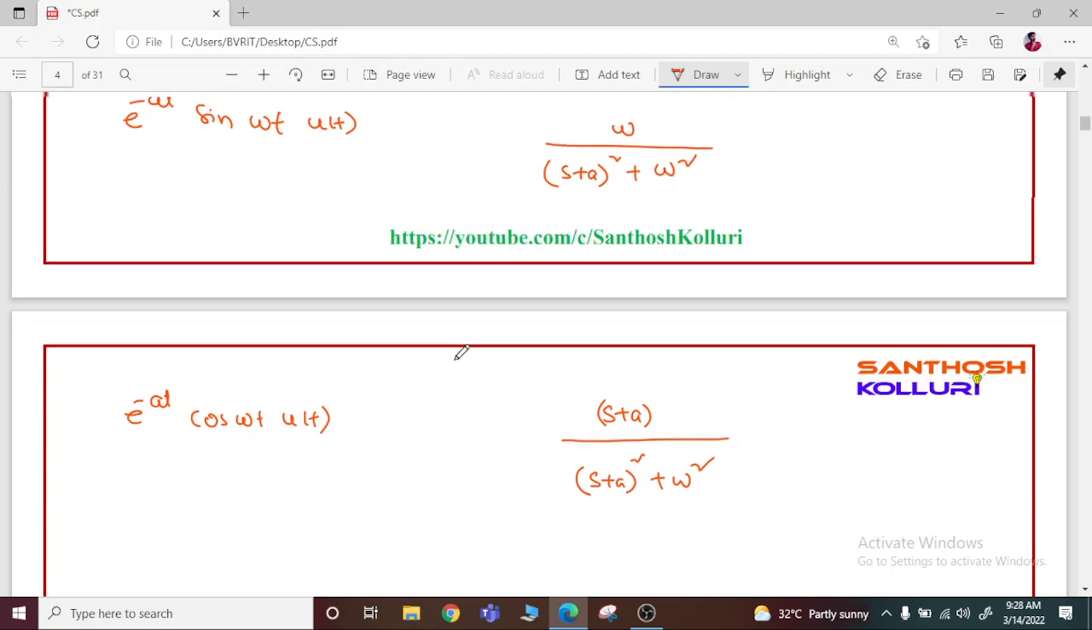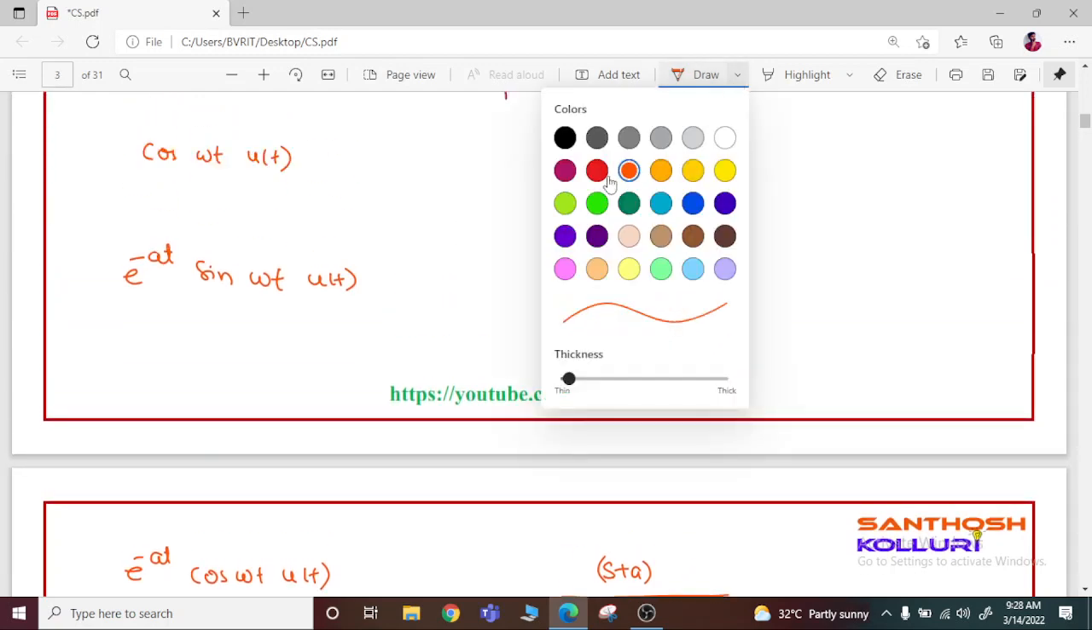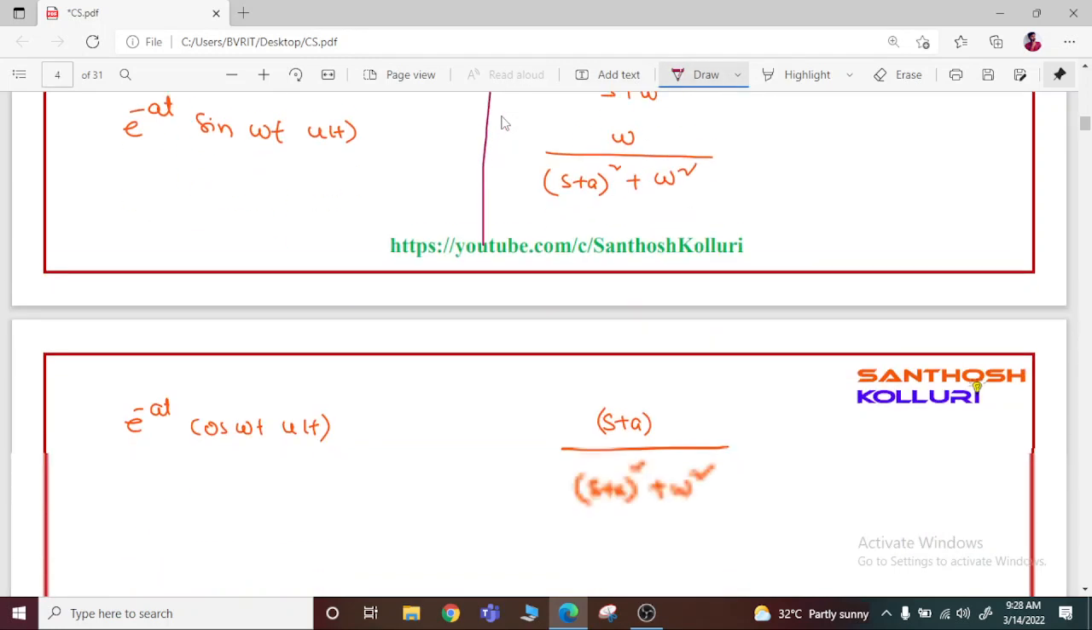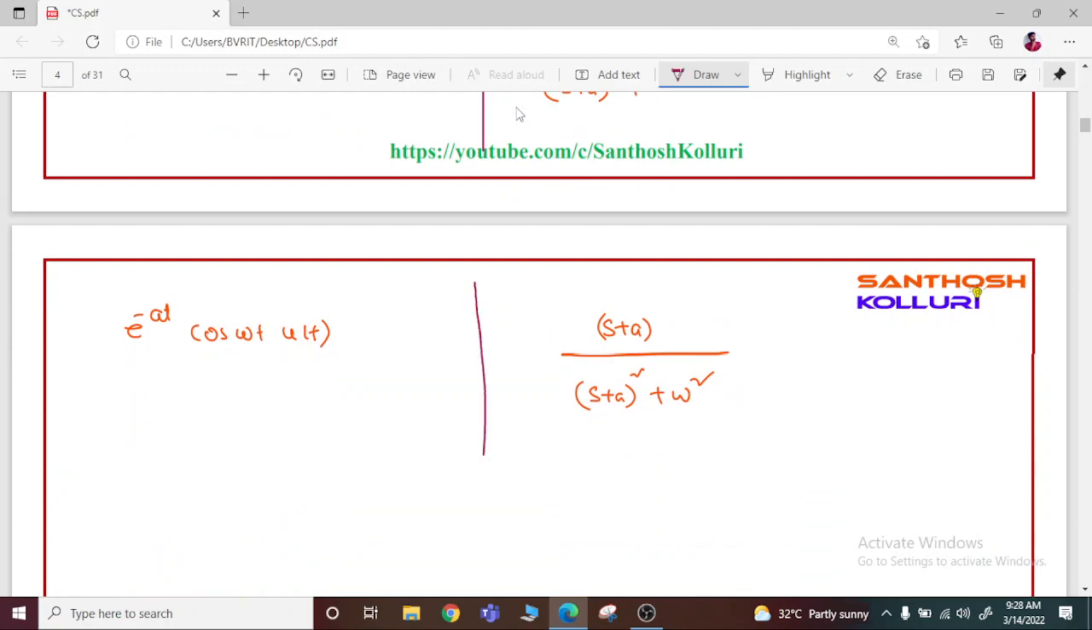So these are a few important relations when the input is r of t, and the Laplace transform of that input is shown in this table.